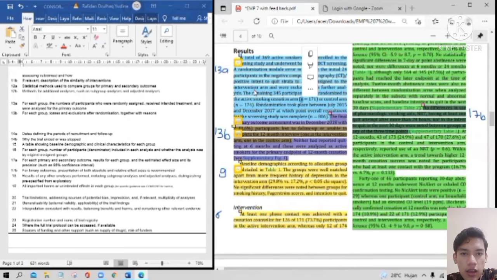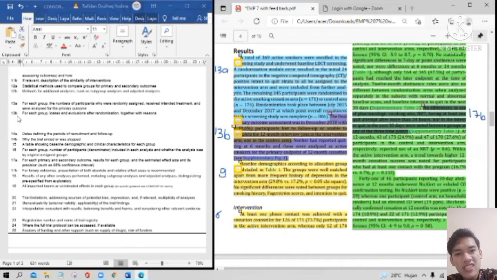There you are. In this paragraph, I think it discusses the number of participants. You can see the percentage. Yeah, you can read the first sentence.